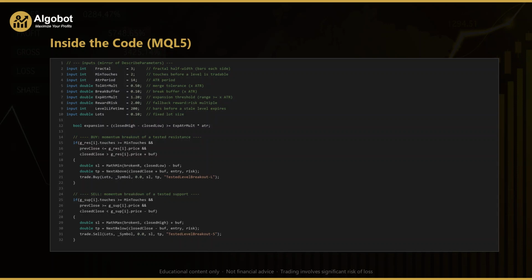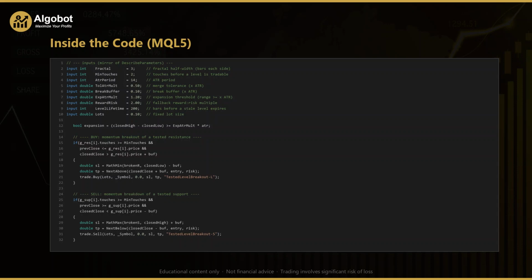Just above the signals, you can see the expansion check. The just closed bar's range must be at least the expansion multiple times the average true range, otherwise no trade is considered. Now look at the buy block. It requires a resistance with enough touches, the previous close at or below that level, and the just closed bar closing above it by the buffer. When that is true, the stop is set just below the lower of the broken level or the bar's low. The take profit comes from the next mapped level above, and the order is sent with trade.buy.